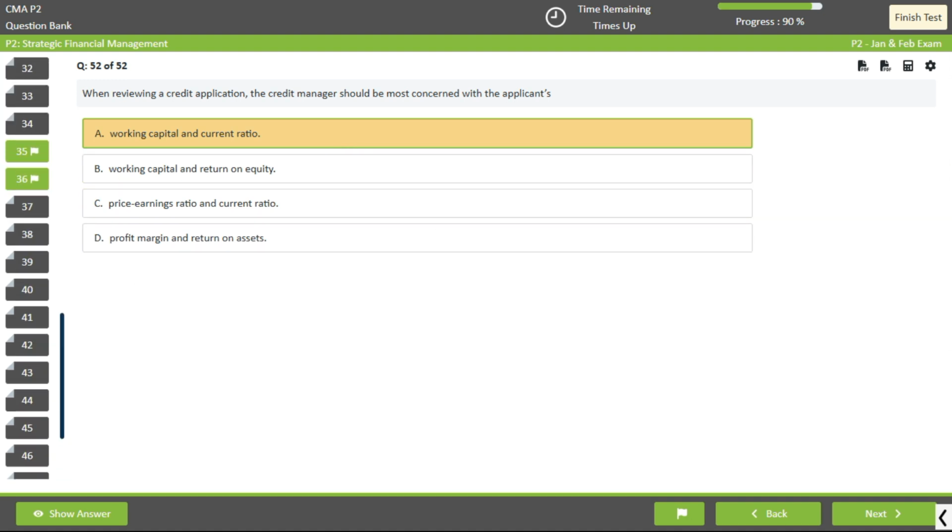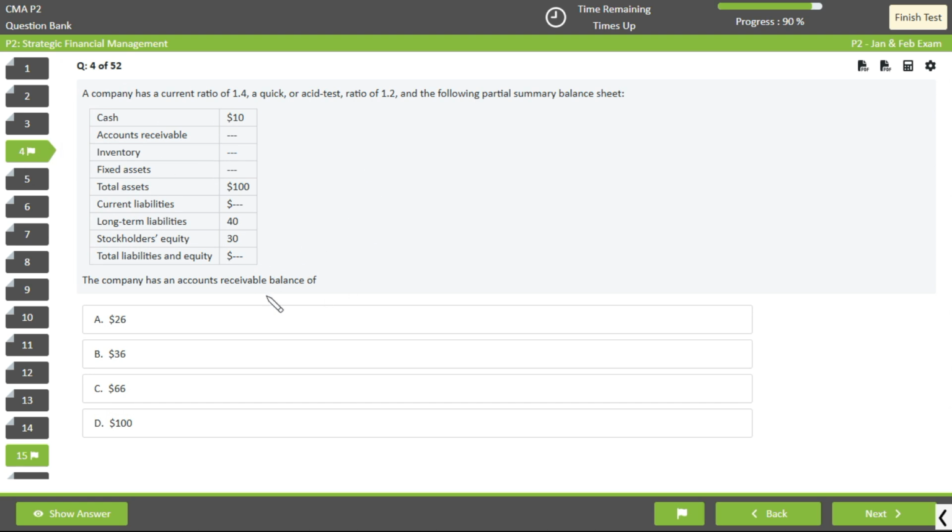So what do we have left? We are left with question number 4. So let us now find out what they need. A company has current ratio of 1.4 and acid test ratio of 1.2, and the following partial summary of balance sheet is given. We have cash, account receivable, inventory, fixed assets and total assets. If the total assets are 100, your total liabilities also will be 100. And if your total liabilities and equity are 100, your current liabilities will be 30.